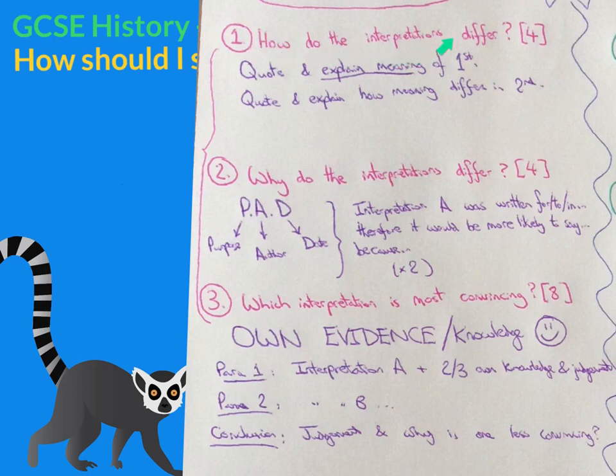Question 1 is only worth 4 marks. How do the interpretations differ? So for this one, you're going to quote something that the interpretation says, explain what it means. Quote the second interpretation and explain how that meaning is different.